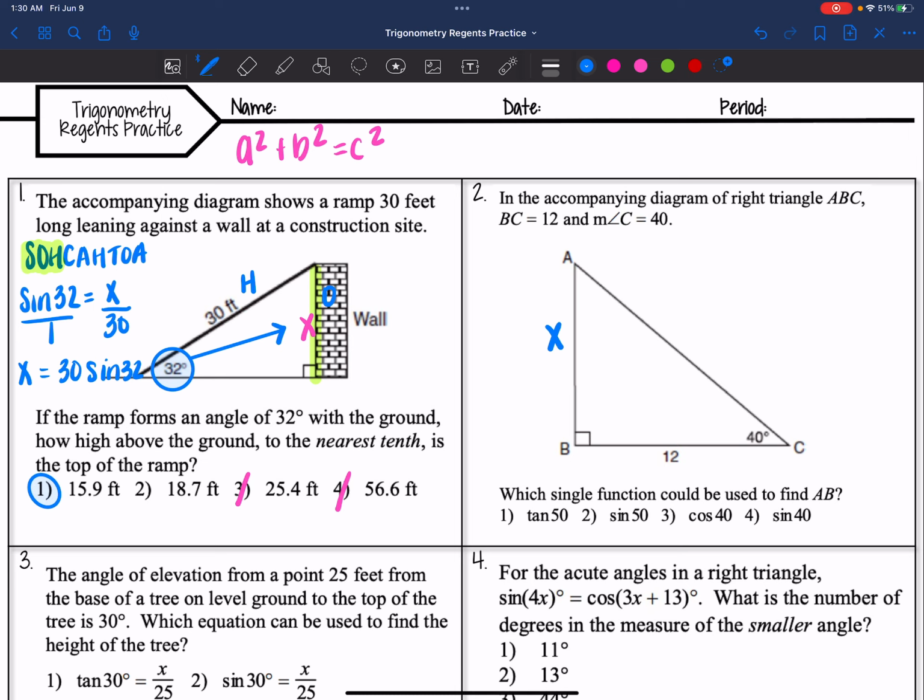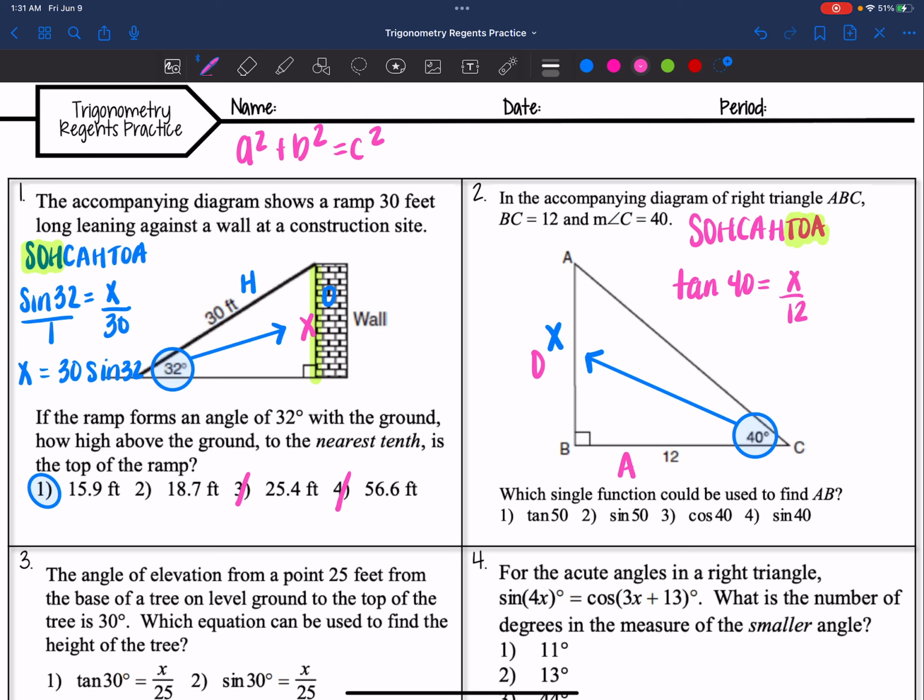Well, if I know that angle C is 40, then I can go ahead and label my diagram. This would be opposite. This would be adjacent. I know nothing about my hypotenuse. So if I write SOHCAHTOA, the function that uses opposite and adjacent is going to be tangent. So using this diagram alone, I can use tangent of 40 is equal to x over 12.